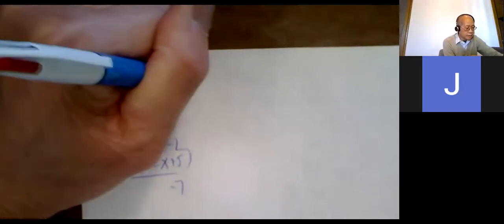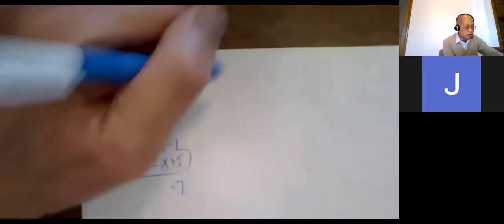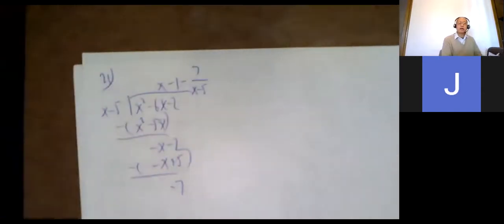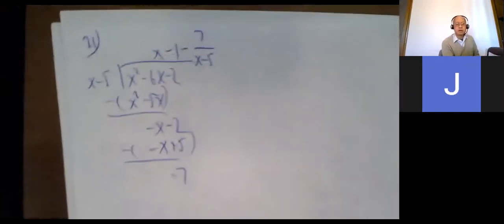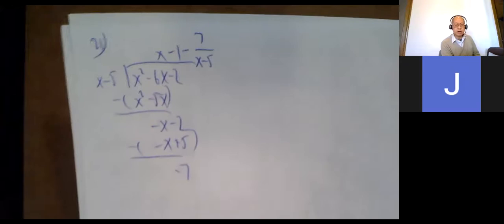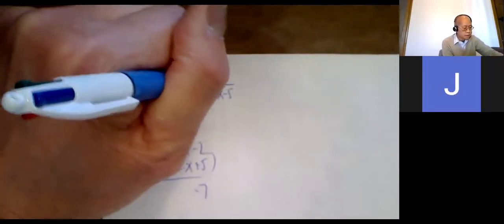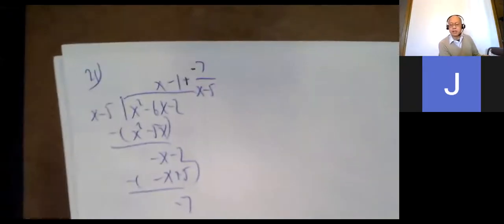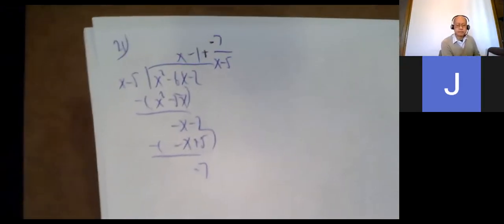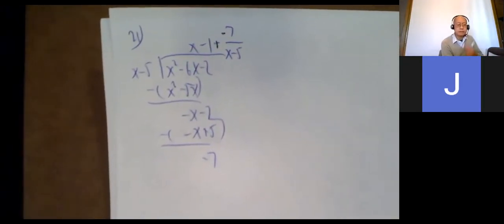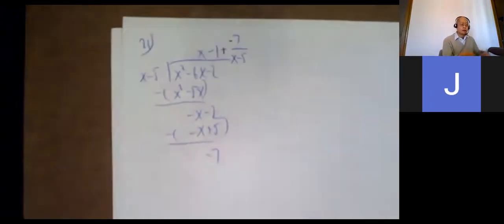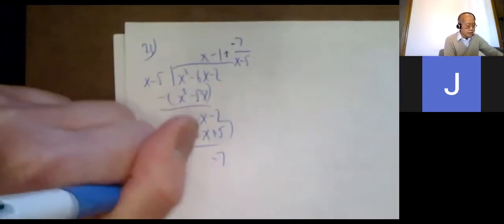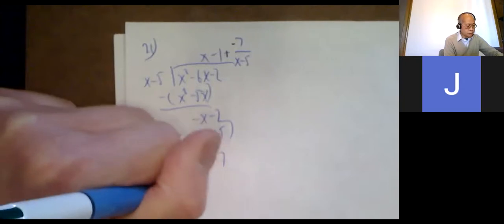You could write minus 7 over x minus 5. I will always accept that. But if you just want to think, I'm always going to put a plus and then put the remainder. Okay, so plus negative. That's always going to be acceptable to me also. Okay. Now, synthetic division.